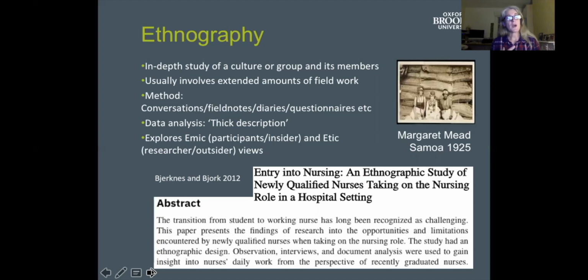Classically, historically, perhaps, this has been where a researcher goes to live with a particular tribe, for example. So Margaret Mead went to live with a tribe in Samoa in the early 20th century and explored their thinking around sexuality. However, it can also be applied to specific local and more time-measured projects, such as this one here, which I've included here, where the researchers spent time observing newly qualified nurses, interviewing them and analysing documents to explore their transition from student to registered nurse.